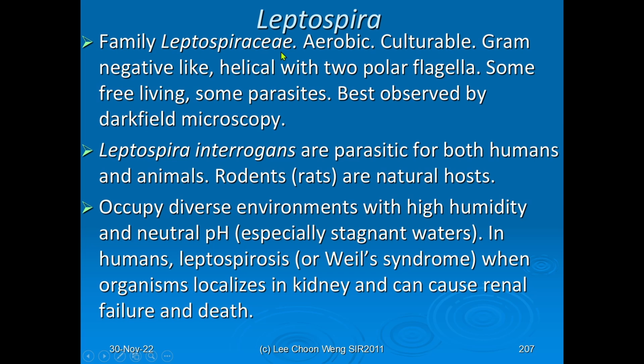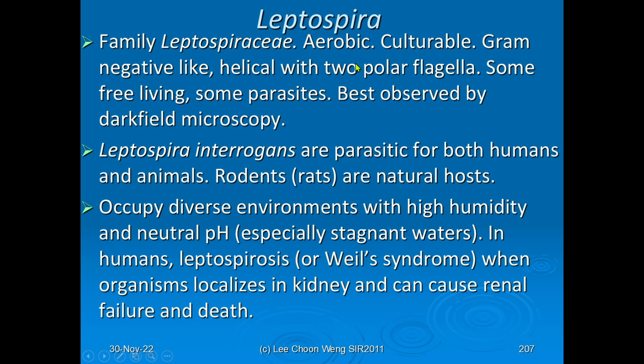Lastly, we will look at Leptospira. These are aerobic, culturable, gram-negative-like, helical with 2 polar flagella, some free-living, some parasites, and best observed by dark field microscopy. So Treponema are anaerobic, Borrelia microaerophilic, Leptospira aerobic. For Treponema, human only; Borrelia, both humans and animals.